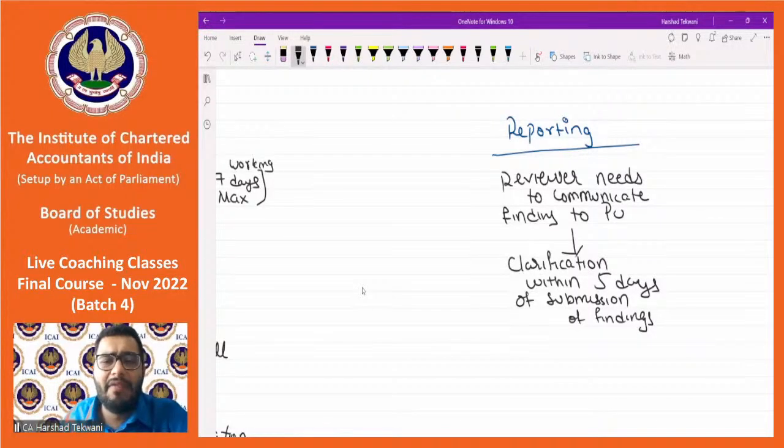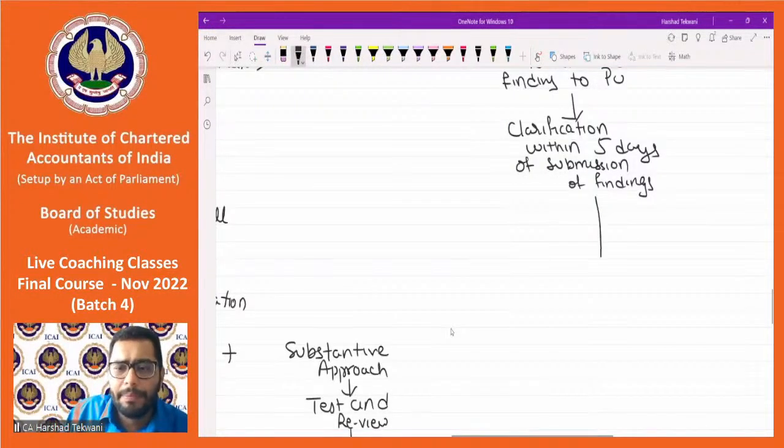So this clarification will be provided to the reviewer. Let's say, for example, if the reviewer is satisfied with the reply received from the practice unit. Now there can be two scenarios: if he is satisfied, and if he is not satisfied. So I'll bifurcate.